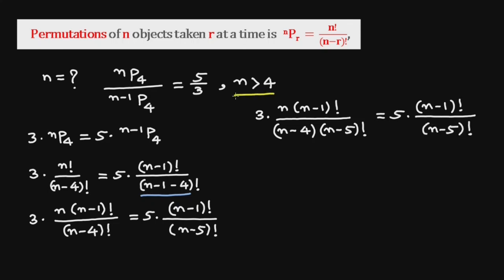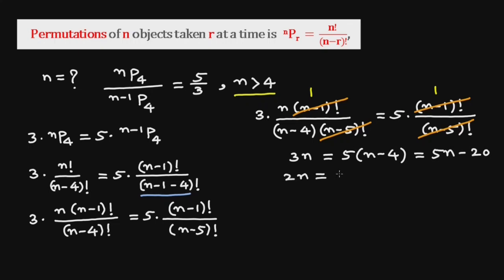Since n is greater than 4, we can cancel n minus 1 factorial from both sides. Similarly, n minus 5 factorial could also be 0 factorial, which being 1, this n minus 5 factorial can also be cancelled. So we are left with 3n equals 5 into n minus 4, which is 5n minus 20. So this will be 2n equals 20, n equals 10. So this is the value of n.